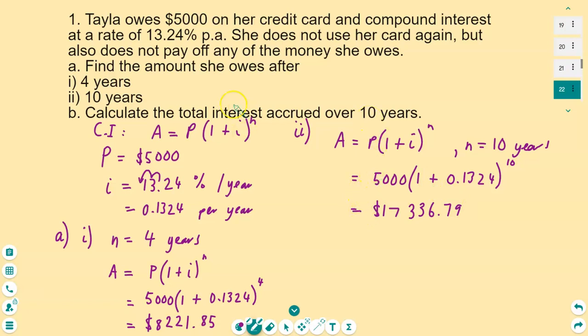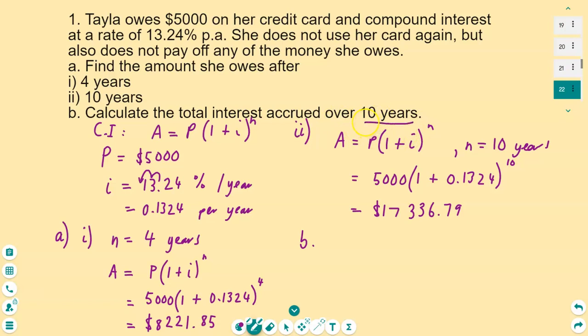Oh, wow. So she just borrowed $5,000, but she's left it for 10 years. She's not paying it off, and it's a pretty big interest rate. She's got $17,000 to pay off now, from $5,000 to $17,000, because she was slack and not paying off the money that she owed. So be careful, all right? It's unbelievable.